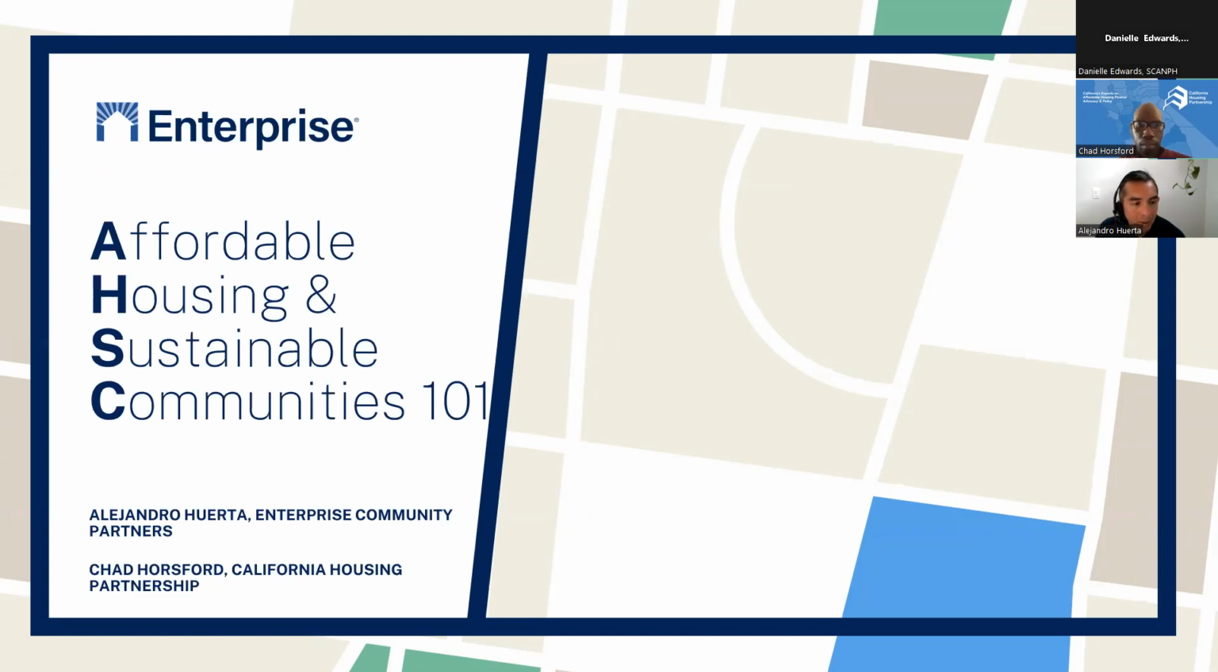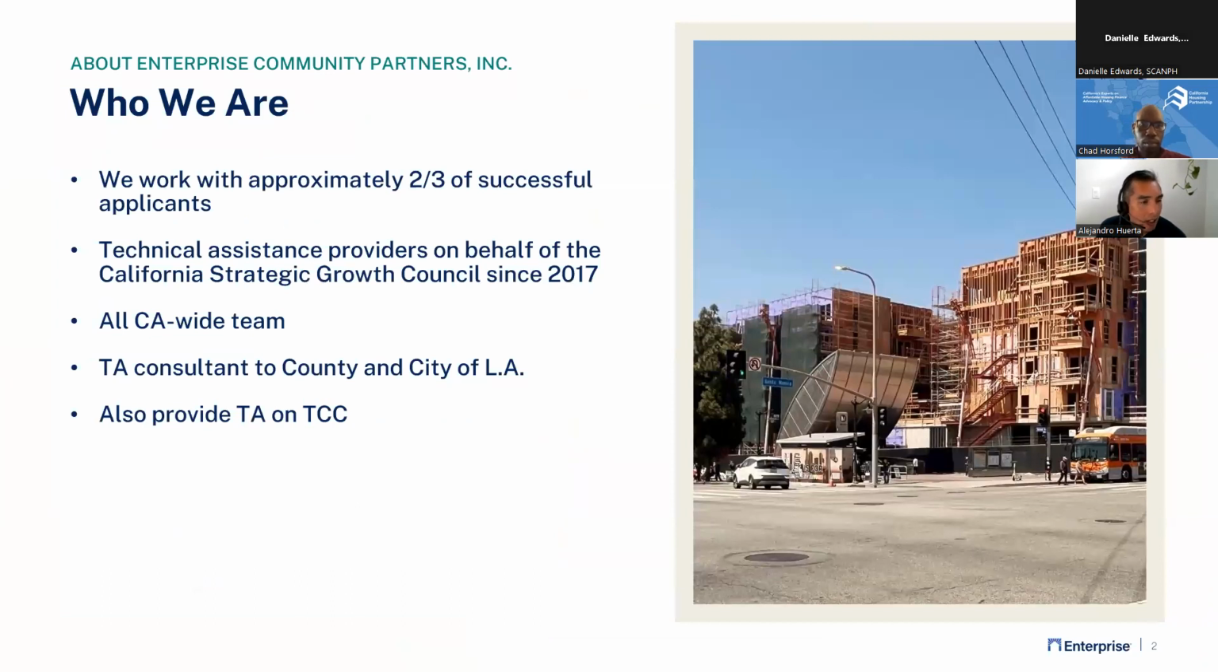Again, I'm Alejandro Huerta with Enterprise Community Partners. If you don't know us, we're an affordable housing nonprofit. I'm based in Los Angeles. However, we have two markets in California, one in Northern California, one here in Southern California. In terms of the technical assistance we provide on the AHSC program, in any given year we work on approximately 2/3 of the successful applications throughout the state. And we are also technical assistance providers on behalf of the Strategic Growth Council, which is one of the bodies that oversees the creation and implementation of the AHSC program.